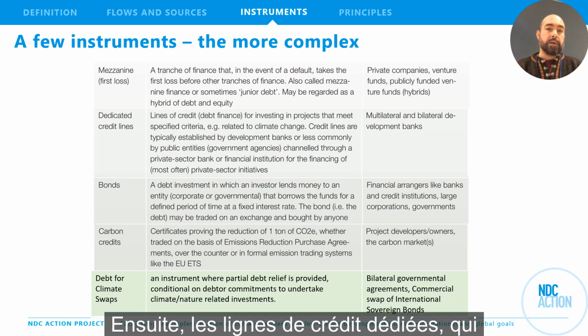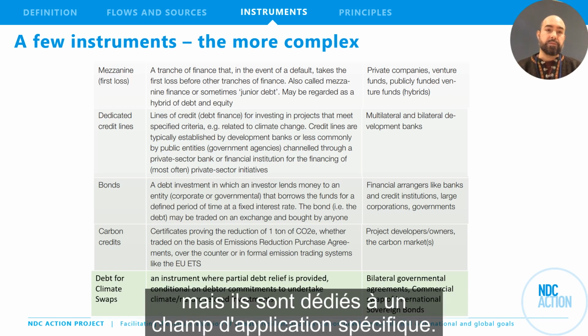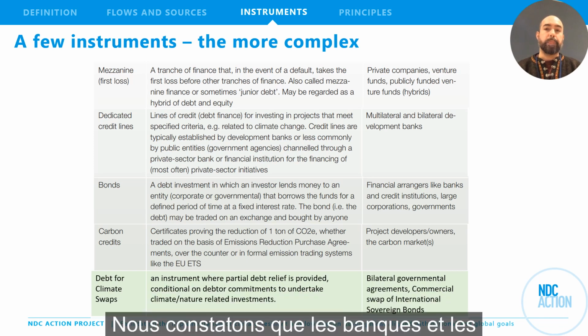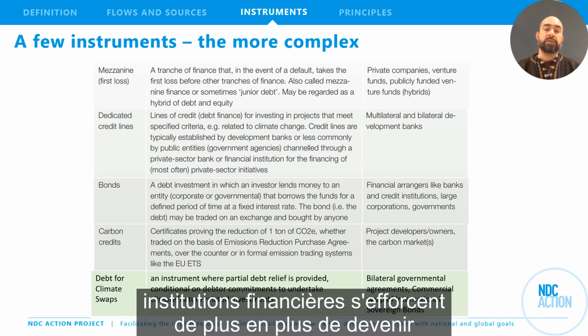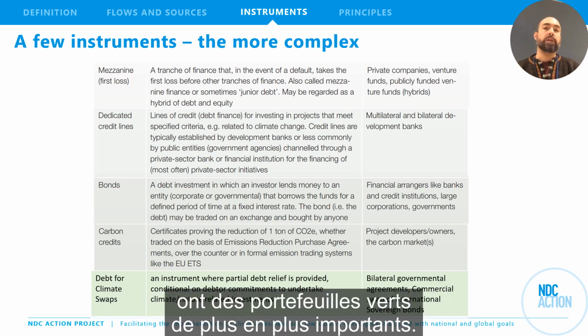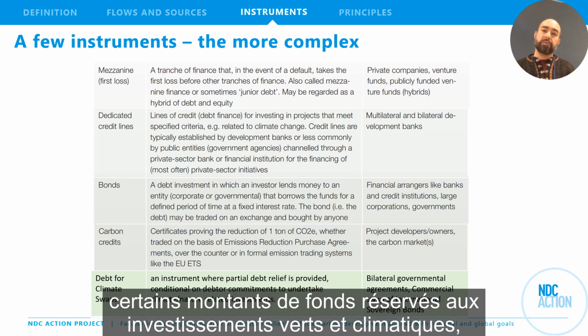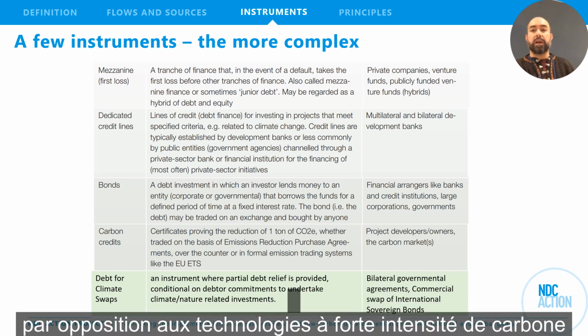Then dedicated credit lines, they are basically debt instruments as well, but they are dedicated for a specific scope. We see banks and financial institutions increasingly having a focus on becoming Paris aligned, or showing that they have increasing green portfolios. So that basically means there are certain amounts of funds set aside to target green and climate investments as opposed to carbon-intensive technologies.